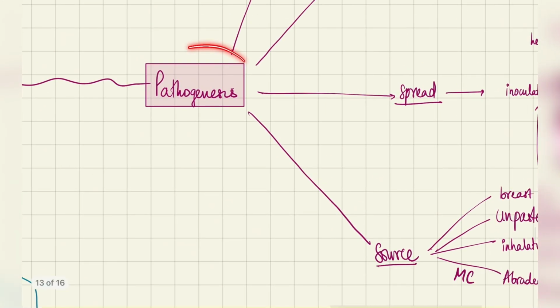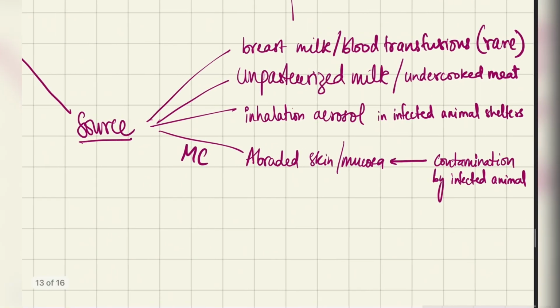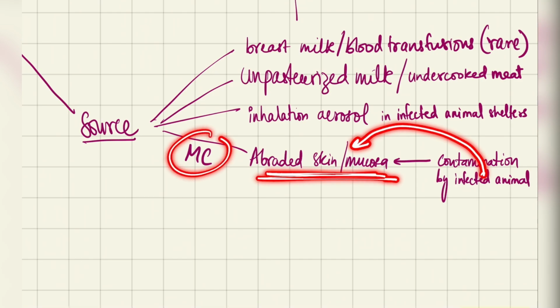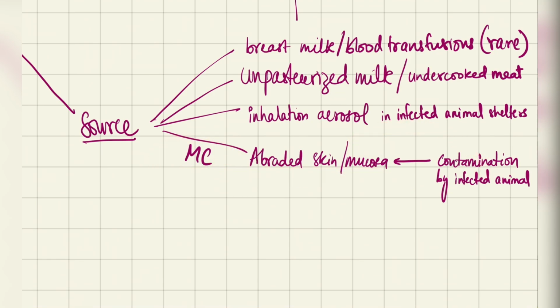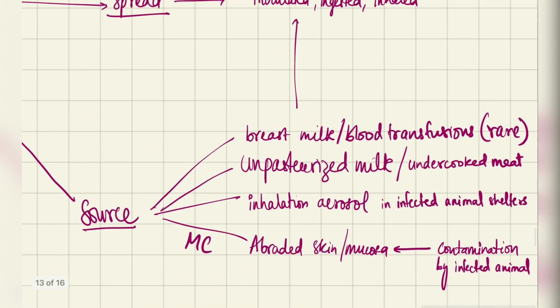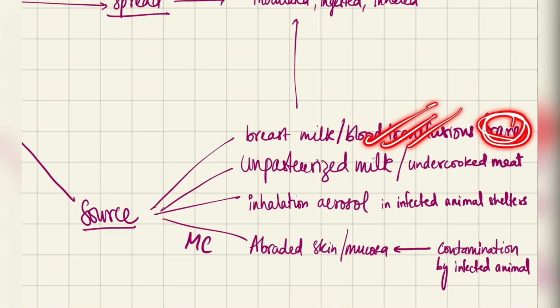Coming to the pathogenesis, what is the source of infection? How do we get this infection? Basically, from a contaminated animal. The organism goes from that animal to the human via abraded skin or mucosa. This is the most common route. Otherwise, there can be inhalation of aerosols in infected animal shelters, any cow shelters, or wherever you keep these infected animals. Unpasteurized milk or undercooked meat of these infected animals can cause the infection, and very rarely person-to-person contact via breast milk or blood transfusions can cause the infection, but again that is very rare because you do a lot of tests before doing that.